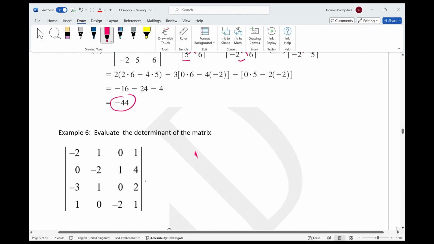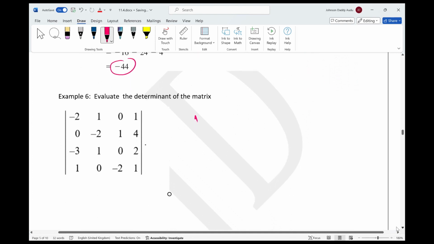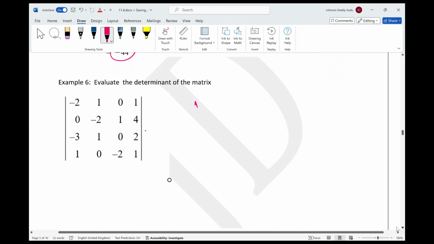Now, let's look at this example 6. Example 6 is a little bit different. We want to find the determinant of this matrix. But this is 4 by 4. So to look for the determinant of 4 by 4, we can still do the same thing.